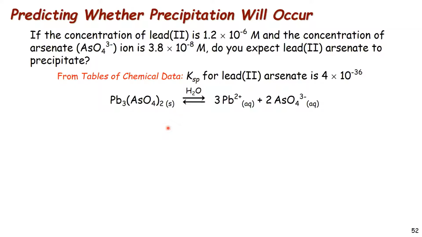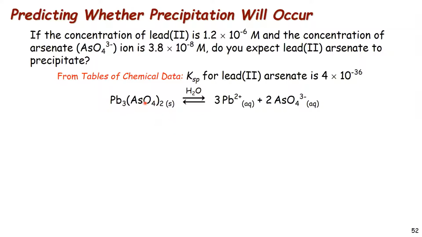I know that the reaction is going to be, so here's my lead 2 arsenate, right? You've got to know how to name compounds and write formulas. Here's the lead 2, which has a +2 charge. The arsenate has a 3- charge. So if we just switch the coefficients, that means there's going to be 3 leads. And then we switch this one, that means there's going to be 2 arsenates.